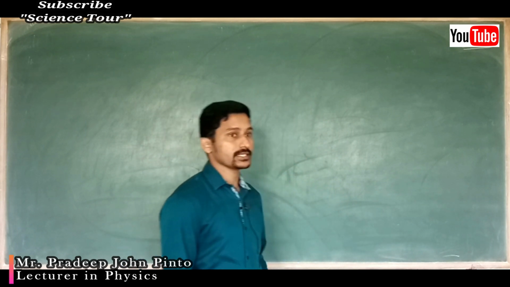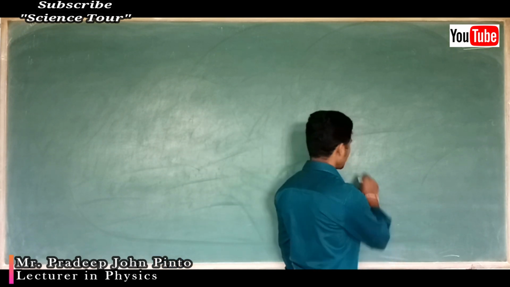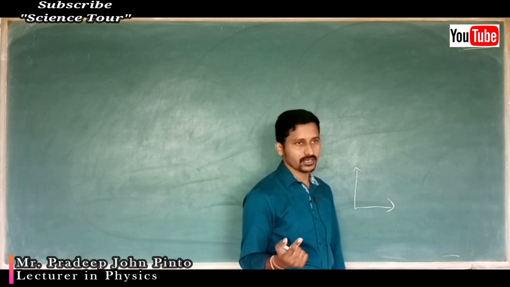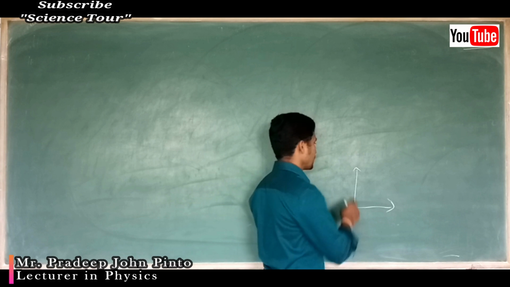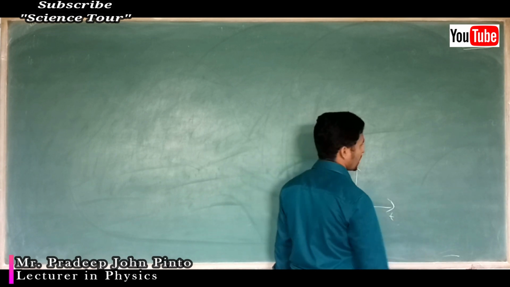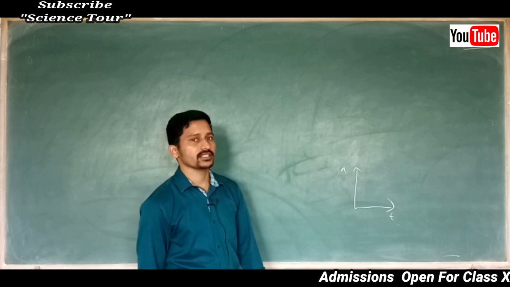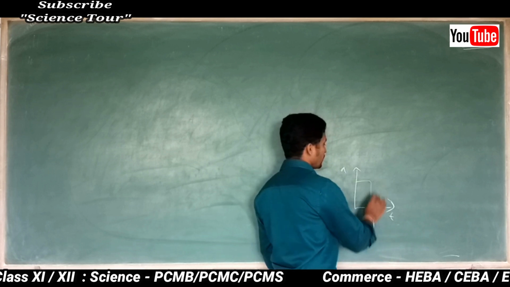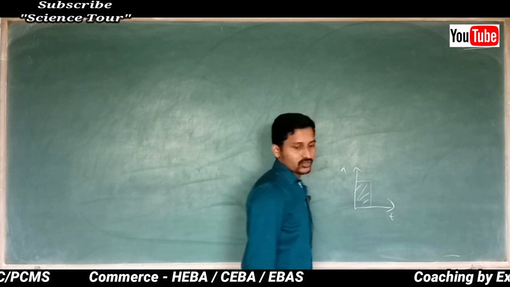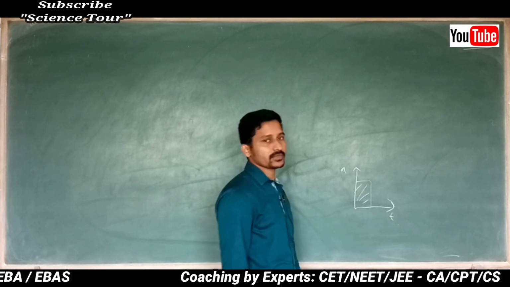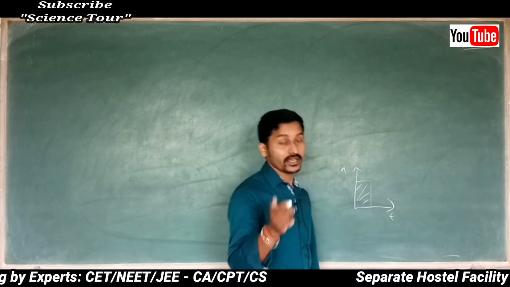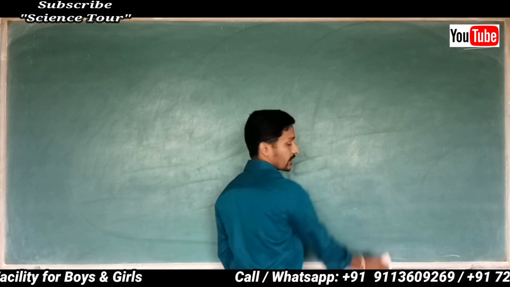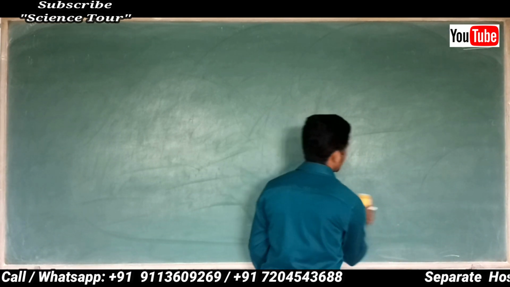We already discussed the acceleration time graph. The position time graph we have discussed, the velocity time graph we have discussed. Now the acceleration time graph is nothing but acceleration along the y axis and time along the x axis. The area under the acceleration time graph gives the change in velocity. That is one term I wanted to tell you.